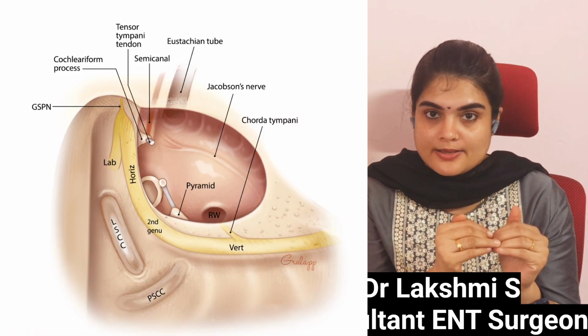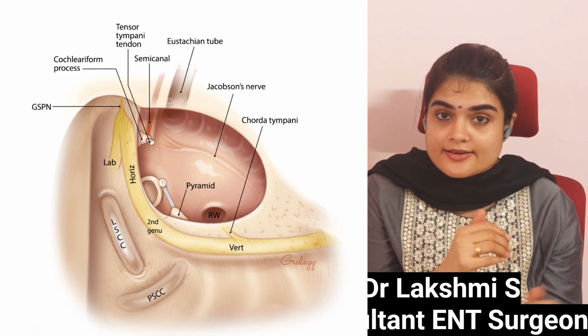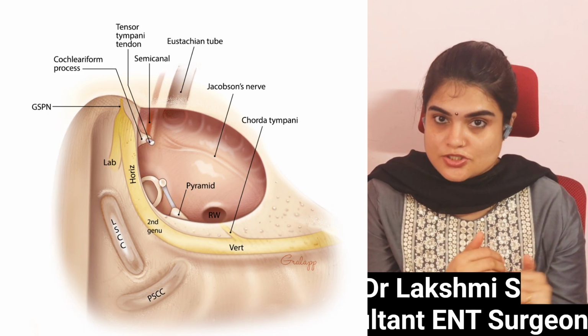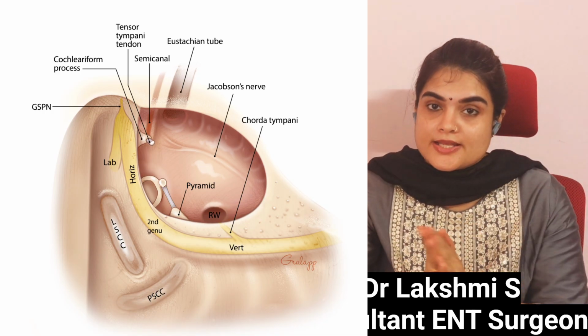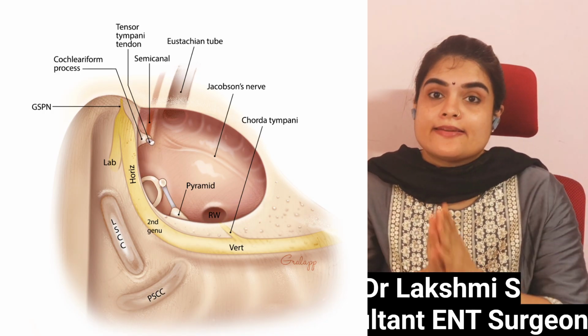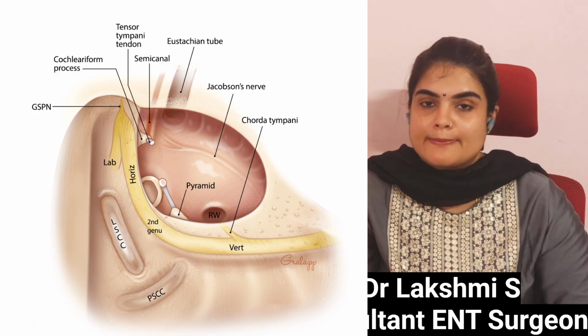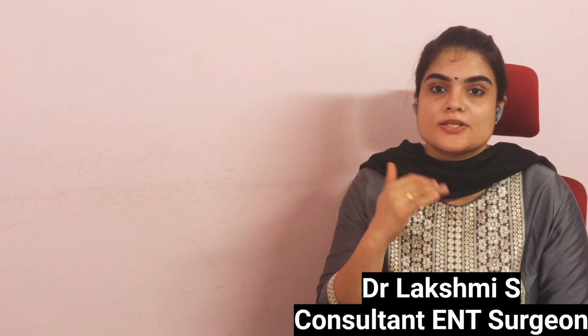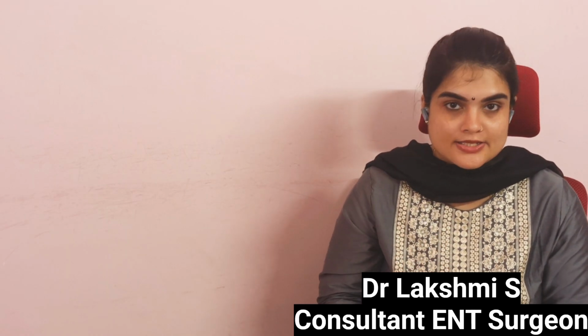At the level of the pyramidal eminence, the facial nerve takes a second turn, or the external genu, or the second genu. And it continues as the vertical segment. It runs behind the pyramid and the posterior tympanic sulcus. And posterior to the second genu, you have the posterior semicircular canal.